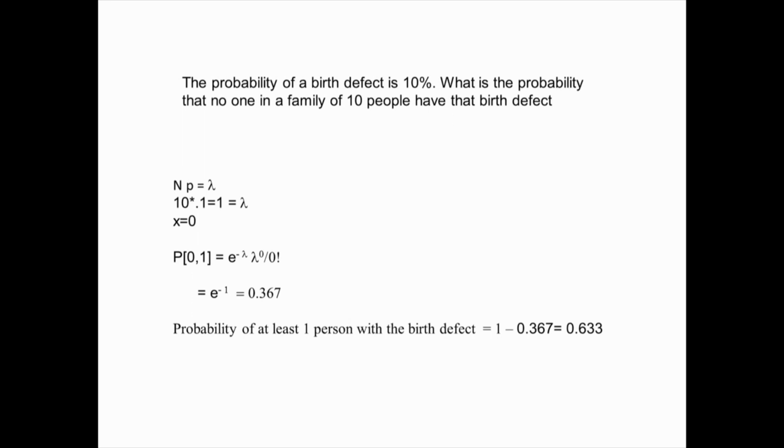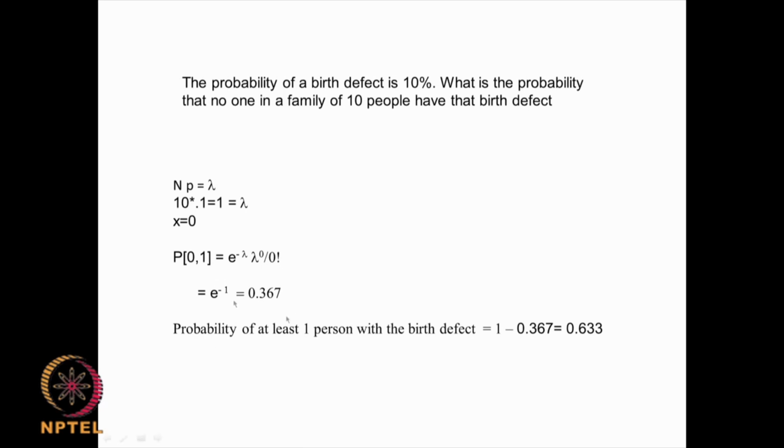But the probability of birth defect is 10%. So, how do you do this? Again we need to know lambda here, np is equal to lambda. Here n is 10 people and the probability p is 0.1. So, lambda comes out to be 1. Here x we want to be 0 because we do not want to have any birth defect. So, P(0) will be e power minus lambda, lambda power 0, divided by 0 factorial. That comes to e power minus 1, which is 0.367. That means there is a 36% probability that in a family of 10 people nobody is having the birth defect.